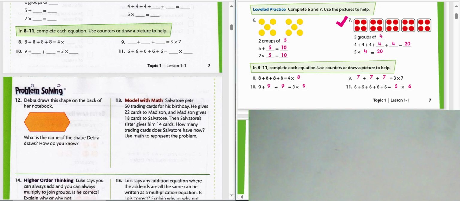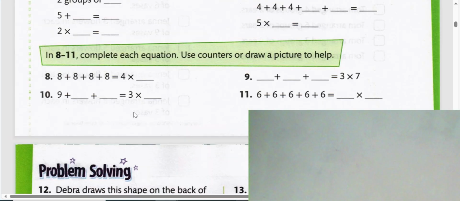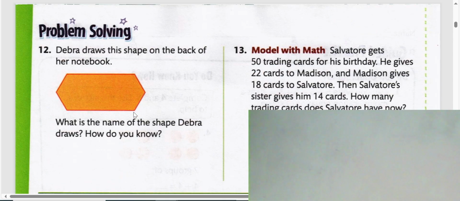Next question, number 12. Deborah draws this shape on the back of her notebook. What is the name of the shape Deborah draws? How do you know? What's the name here? We have 1, 2, 3, 4, 5, 6. This we might call a trapezium? Not a trapezium. A trapezium has 4 sides only, but this one we have is a polygon.